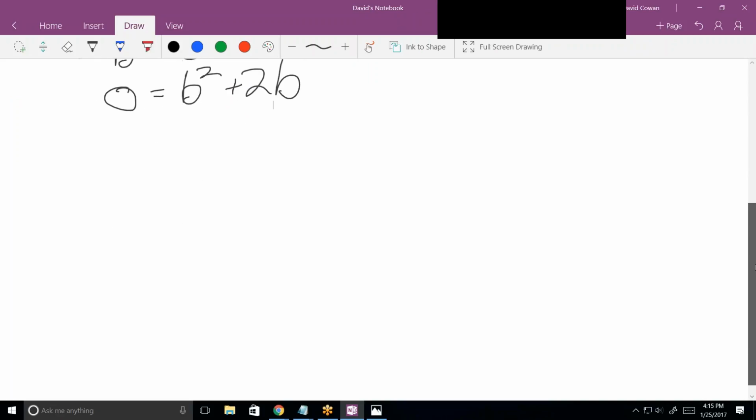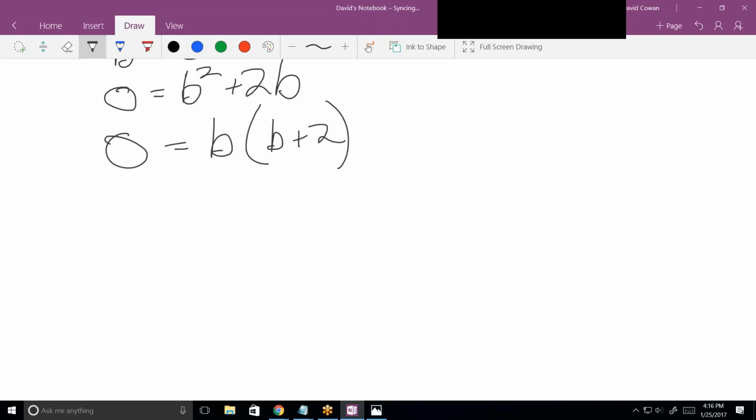So how do I factor that? I would have a b on the left and a b on the right. Well, it's a greatest common factoring problem. In other words, it's not a typical quadratic factoring problem, which are tough. This is easy. This is just taking out a greatest common factor. b plus 2. Now what's the solution?